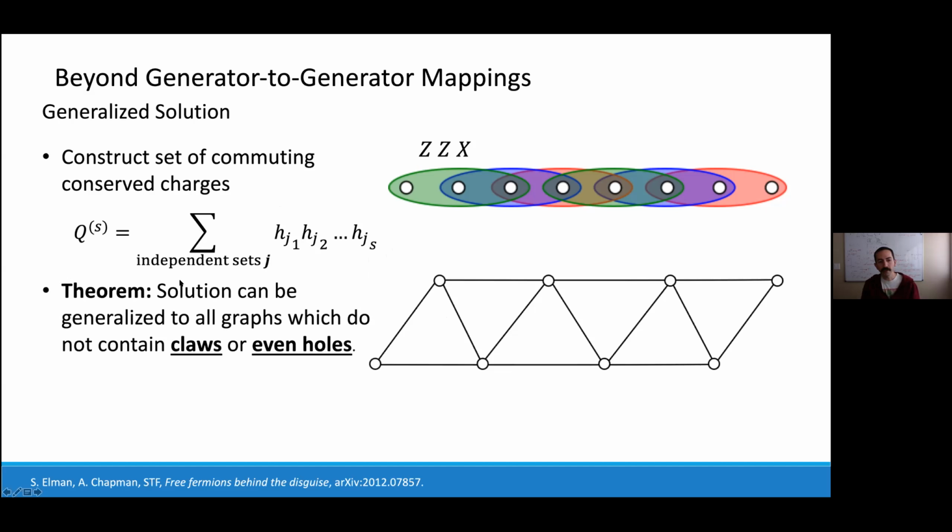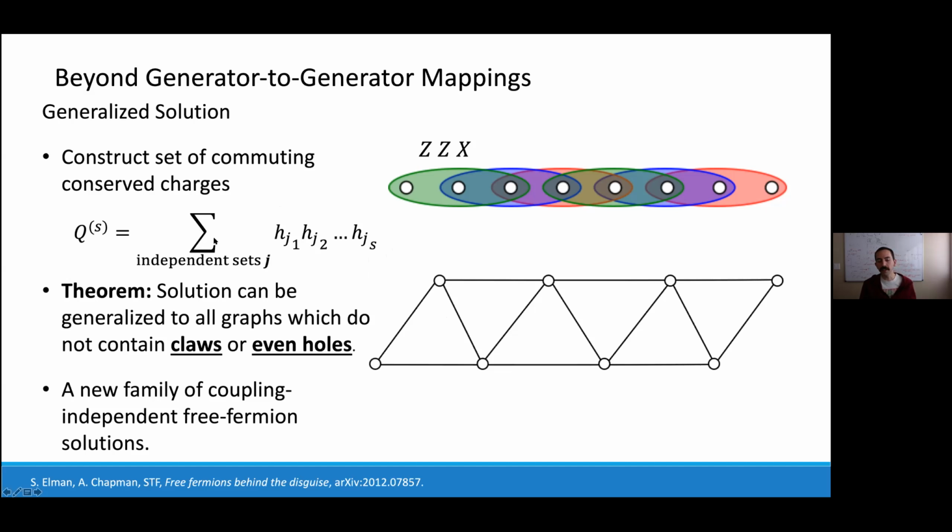So we were able to prove that this Fendley-style solution can be generalized, again, to a graphical family of models. So all you have to do is study a Hamiltonian, write it down, and then check whether or not it has one of a list of forbidden subgraphs, claws or even holes. An even hole is like a cycle, but that doesn't have any chords connecting inside the circle, basically.